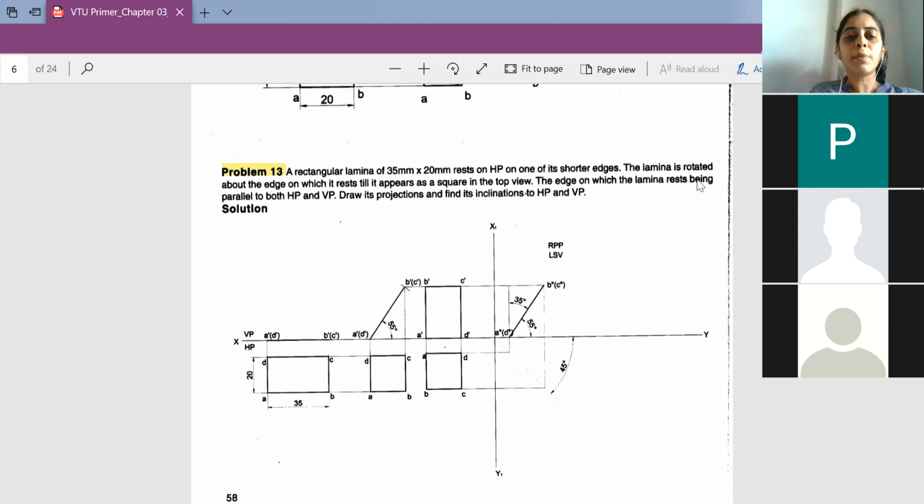The edge on which the lamina rests is parallel to both HP and VP. First they told us the edge was parallel to HP, and now they are telling us the edge which was parallel to HP is parallel to VP also. Then the same edge we will tilt in a horizontal way such that it will be parallel to our vertical plane also. After that you will get the front view of it, but you haven't got the angle of inclination, so that we will find out by determining the side view. For that let us see the initial position, how it looks.